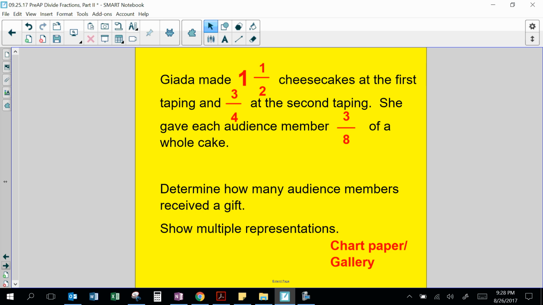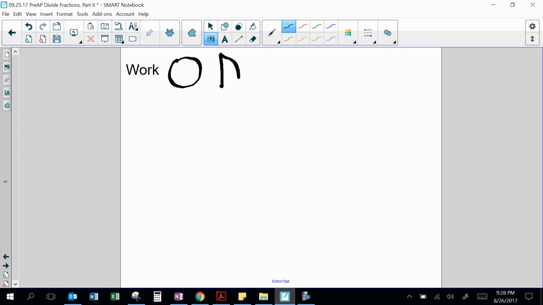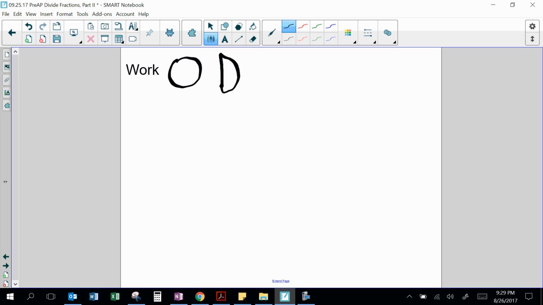Show multiple representations. So she gave 1.5 cheesecakes. Then at her second taping, she made 3/4 more. So 1/4, 2/4, 3/4. So this is how much cake she gave away. So she gave away 2 and 1/4 cheesecakes.